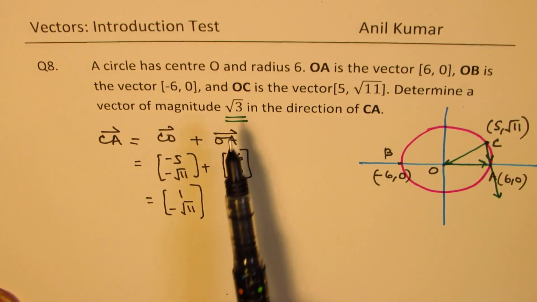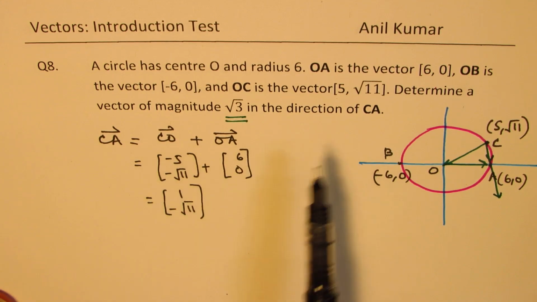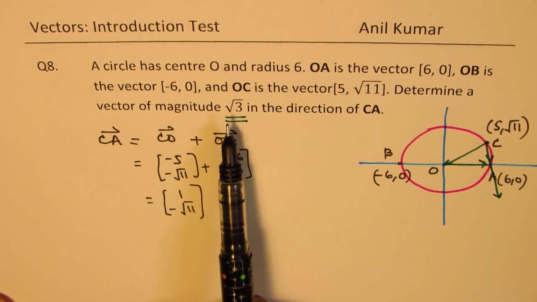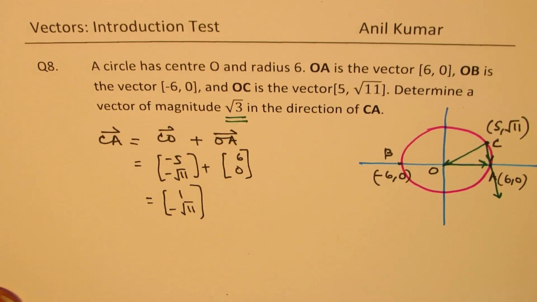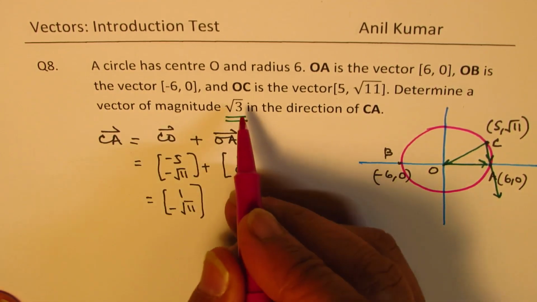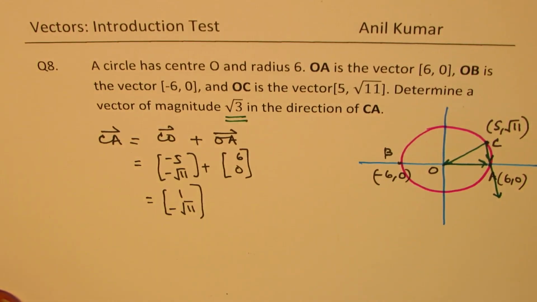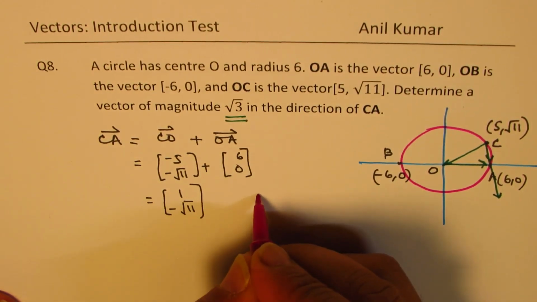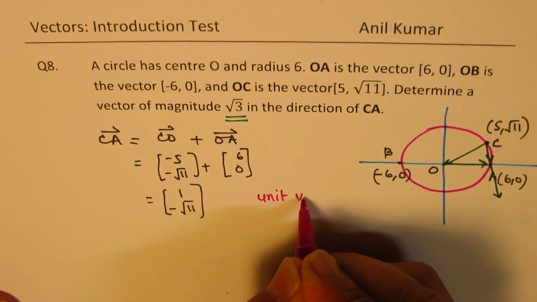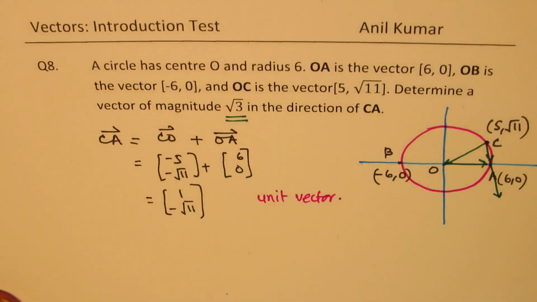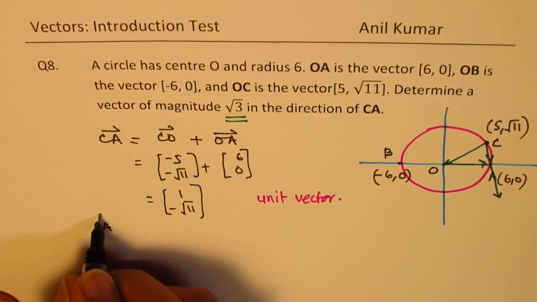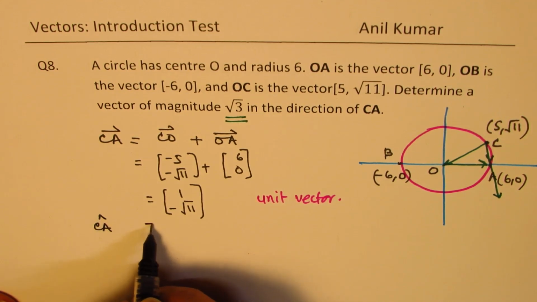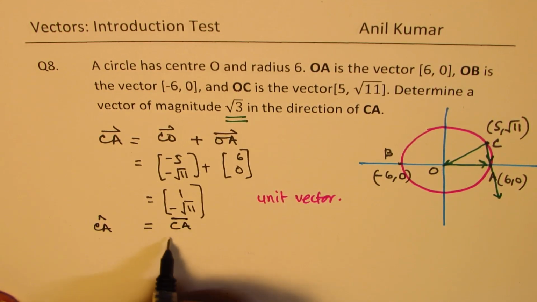Now we need to find a vector which has a magnitude of square root 3 in this direction. So here, first we need to find the unit vector and then multiply by the magnitude of square root 3. Is that clear? So we need to find the unit vector now. So to get the unit vector in the direction of CA, let's write like this. Unit vector, normally with a cap on the top, will be CA divided by the magnitude of CA, correct?